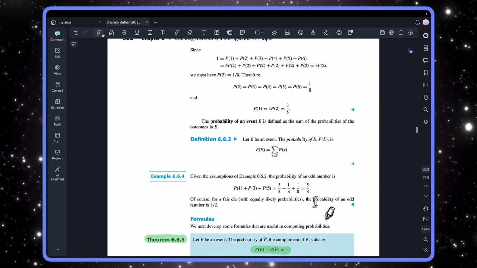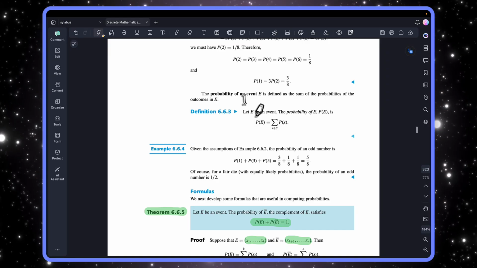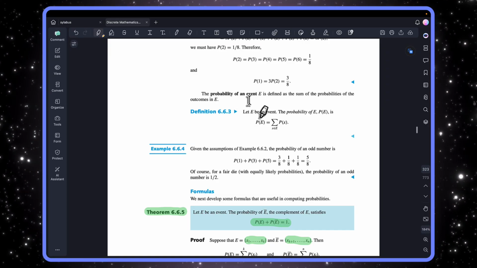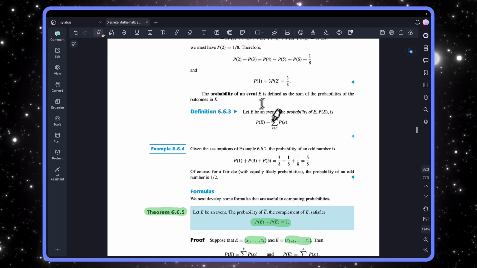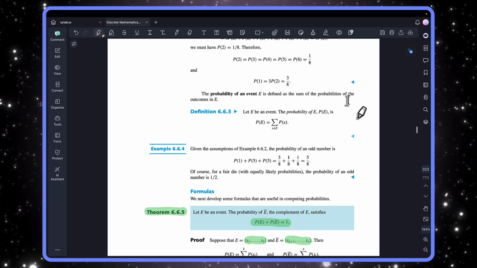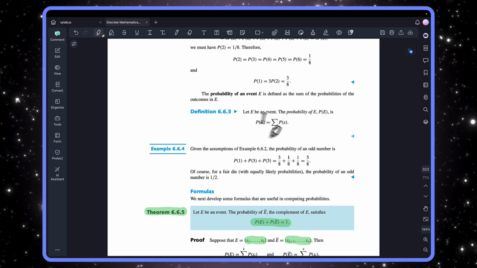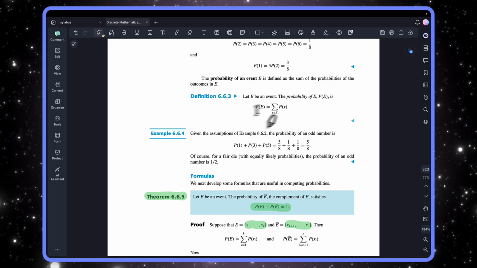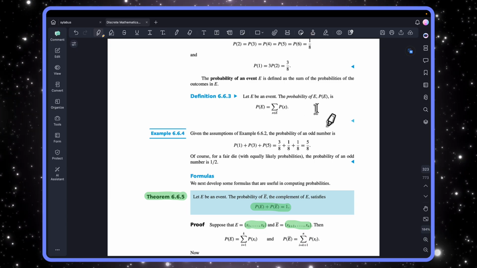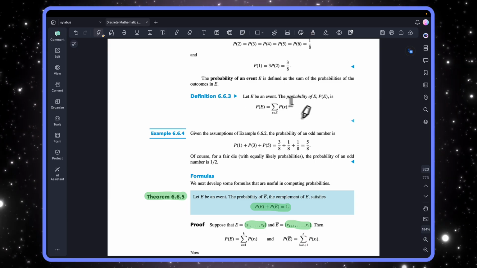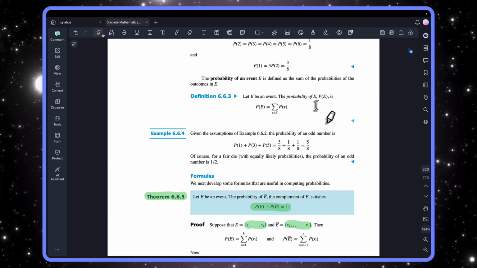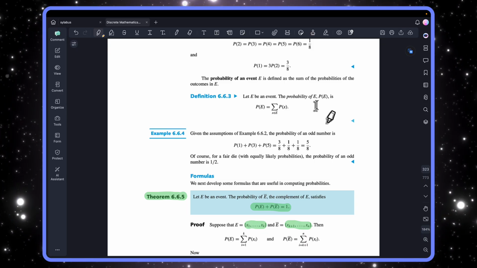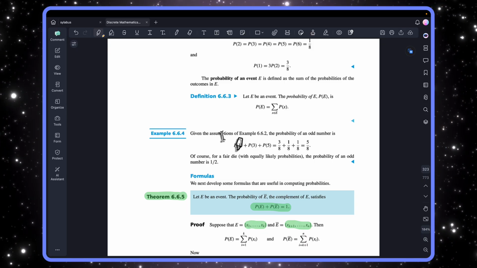Anyway, the probability of an event E is defined as the sum of the probabilities of the outcomes in E. In other words, an event can be much more elaborate than just one outcome of an experiment. You'll see some examples here.